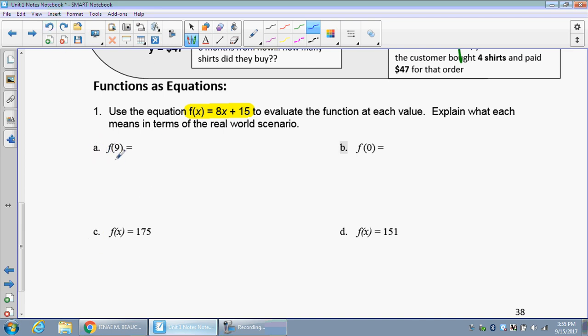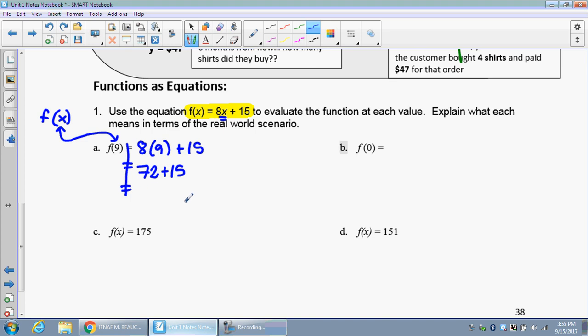It says f of 9. In my brain, I'm remembering the notation is f of x. So that means that 9 is a value for x. So wherever I see x, I'll be plugging in 9. So this becomes 8 times 9 plus 15. I'm going to draw a line down my equal sign to keep everything lined up. 8 times 9 is 72 plus 15.